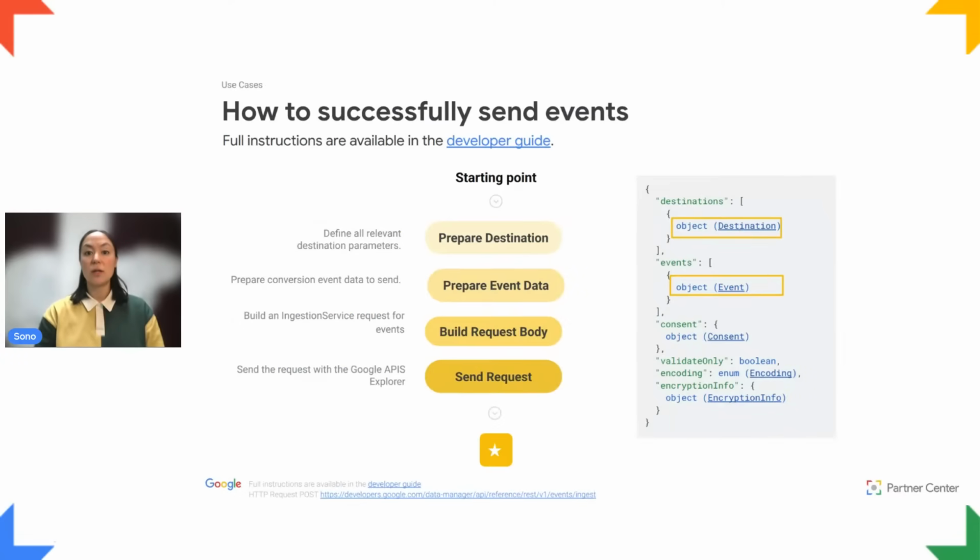How does the request body look like in this use case? On the right-hand side, again, the whole object, we have the destination definition, the event, the consent, and also the true-false value for validate only, the encryption info, and so on. I will go through the same steps as we have done for audience members, meaning how to prepare the destination, which will be the same, how to prepare the event data, what type of objects are included in the events part, but also how to build the ingestion service request for events and how to send it. Similar to the audience part, to be honest.